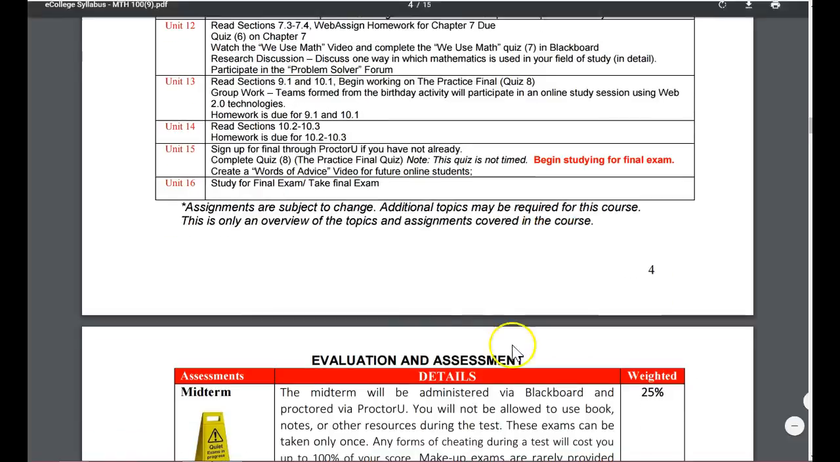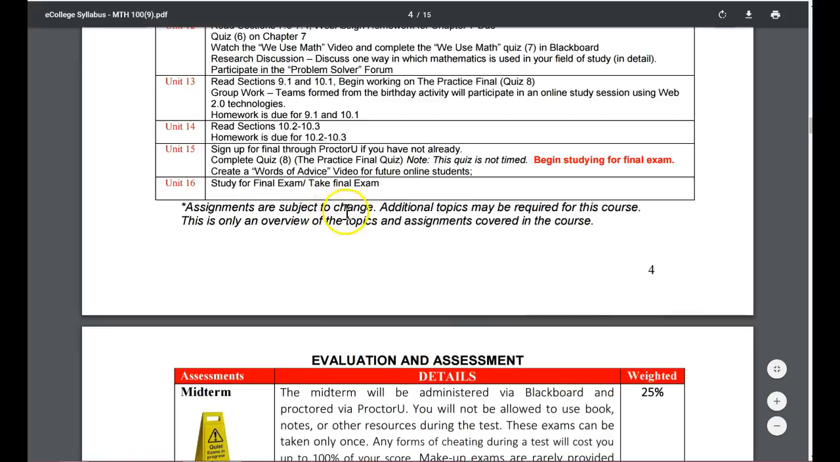But keep in mind that assignments are subject to change. Additional topics may be required for this course. This is only an overview of the topics and assignments covered in the course, and I may change some things depending on assignments that I think may be better.